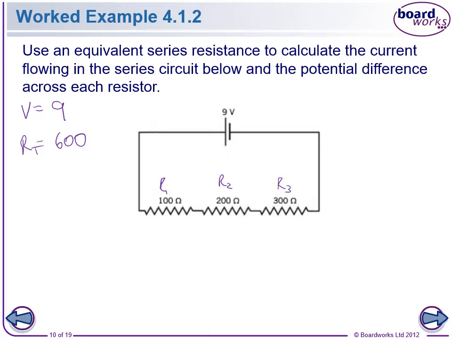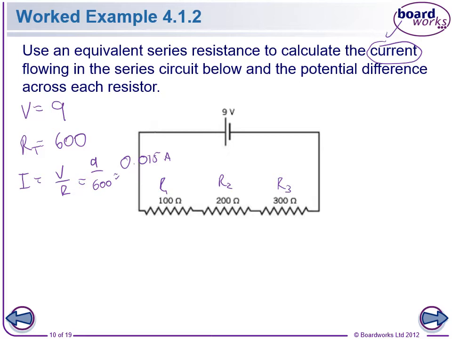To work out the current in the circuit, remember Ohm's law, I is equal to V divided by R. So if I is equal to V divided by R, that gives us 9 over 600, or 0.015 amps. So that's the current flowing in the circuit, 0.015 amps, or we could say that's 15 milliamps. We'll leave it in amps for now because we need to do some calculations. So first of all, calculate the current flowing in the series circuit. We've done that. Our current is 0.015.